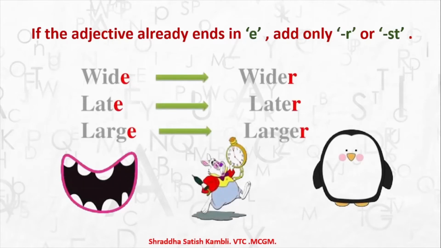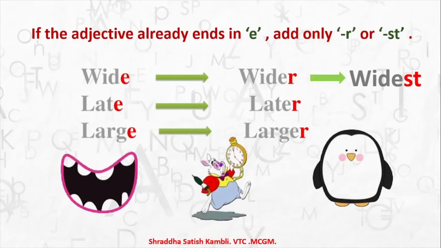Here they are. So wide, W-I-D-E, wide. It already has an E there. So for the comparative degree, you say W-I-D-E-R, wider. And for the superlative degree, you write W-I-D-E-S-T, widest. Okay, you do not add the ER and the EST. You add only the R and the ST.